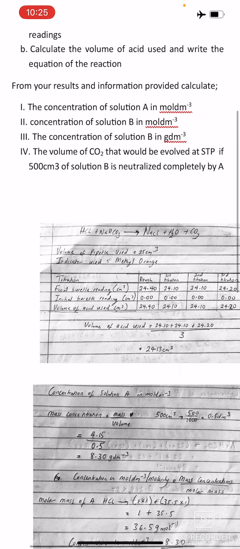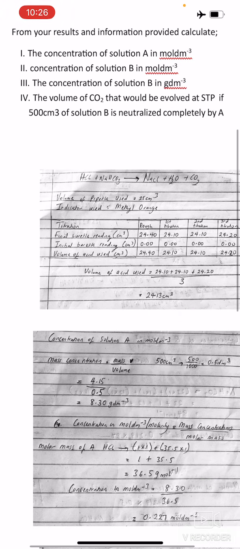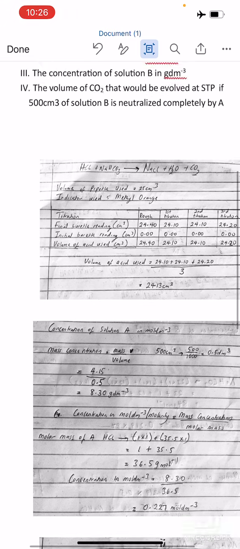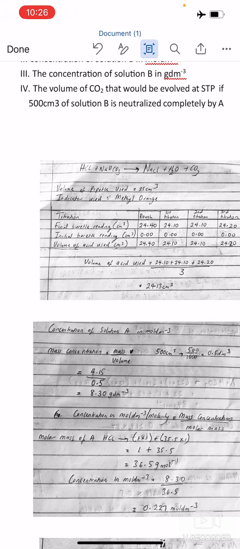Now let me quickly go. Now let's look at the equation of the reaction. The equation of the reaction is already on the board. That's HCl plus NaHCO3 will give us NaCl plus H2O plus CO2. And this equation is already balanced.